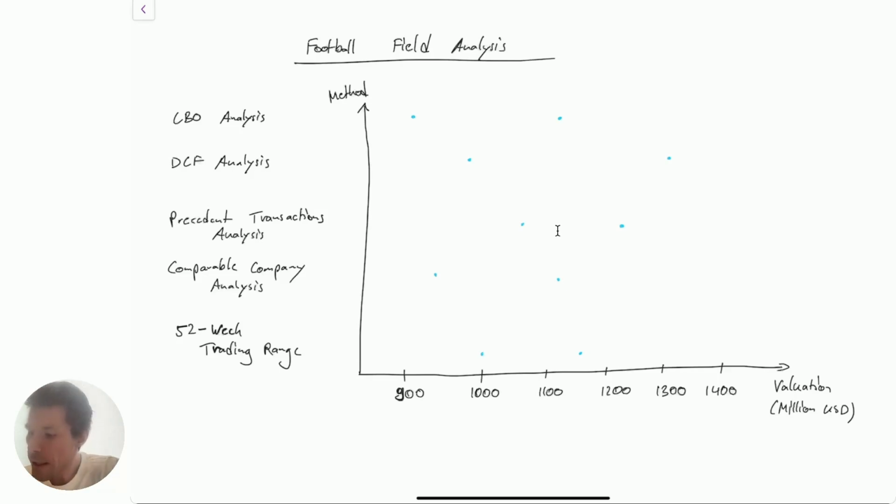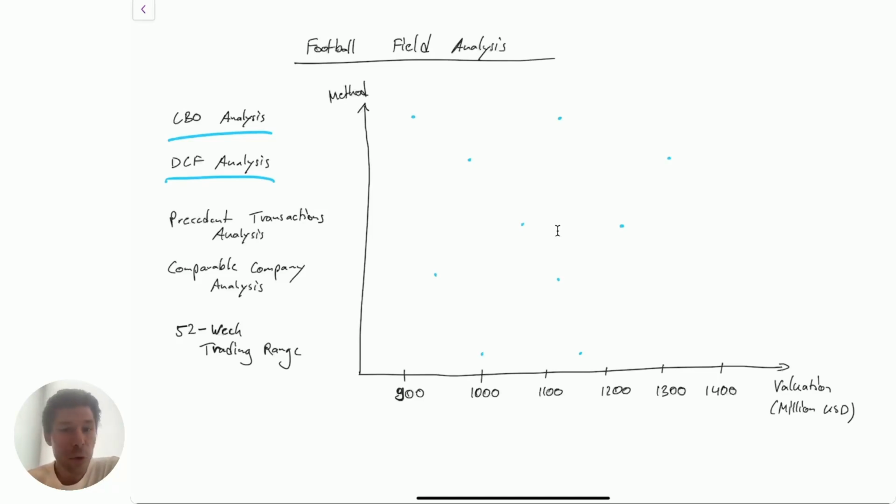So here in my example, we have 5 valuation methods: leveraged buyout analysis, discounted cash flow analysis, precedent transaction analysis, comparable company analysis, and 52-week trading range. I will also not explain those techniques and analyses. I have done some other videos where you can see how to do those calculations. Football field is all about visualization.